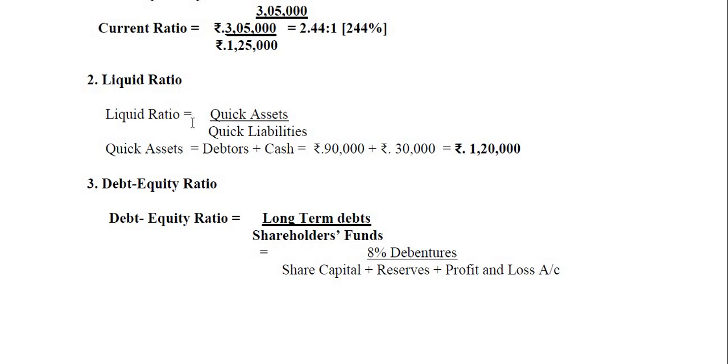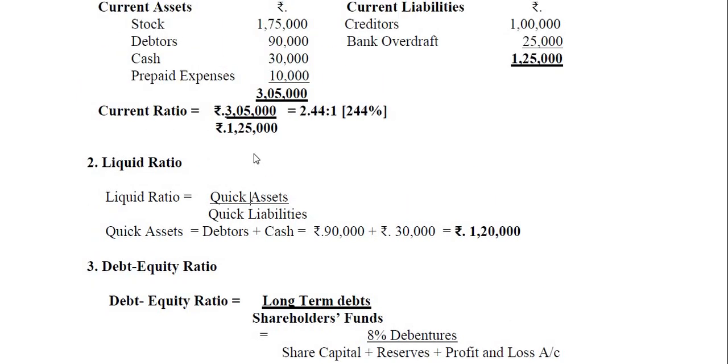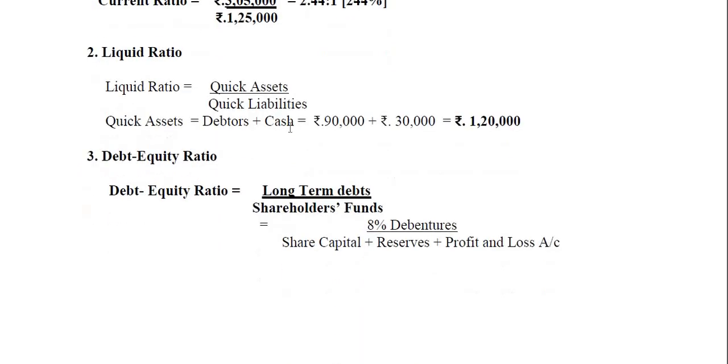And then liquid ratio is equal to quick assets or liquid assets divided by quick liabilities. So quick assets are nothing but current assets minus inventory. That means you have inventory as well as prepaid expenses. So from the current assets you have to exclude stock as well as prepaid expenses. If there are no prepaid expenses, only stock should be kept aside from the current assets. So here only 2 items, debtors as well as cash, you have to take. And then 1,20,000.